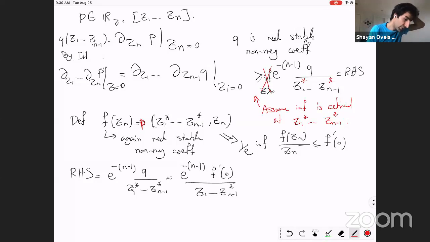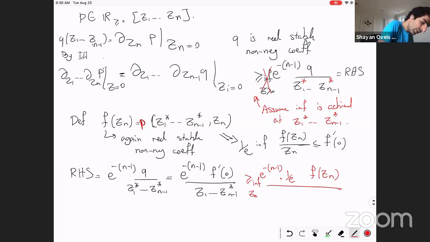F is real stable, real rooted, so you have that inequality. Now, Q, by definition, was partial Zn of P evaluated at Zn equal to 0. So Q is exactly f prime of 0, and you get exactly equality here. And now I can put the inequality, saying that this is at least e to the minus n minus 1 times 1 over e times the infimum over Zn of f of Zn over Z1 star, Zn minus 1 star times Zn. This is from what I wrote above about f.